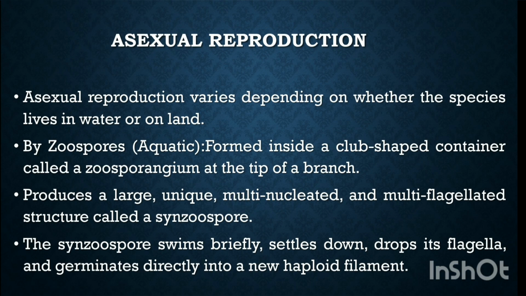Okay. Next, asexual reproduction. It varies depending on whether the species lives in water or on land, because some species live in water and some species live on land. First, by zoospore. Some aquatic species produce zoospores, which are formed inside a globe-shaped structure called the zoosporangium at the tip of the branch.